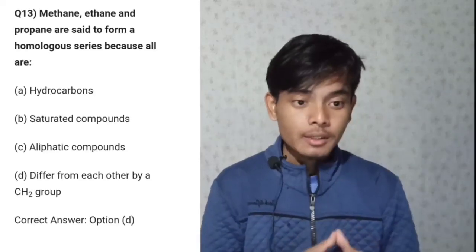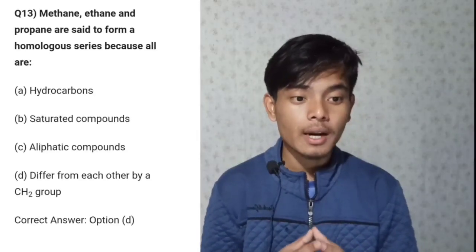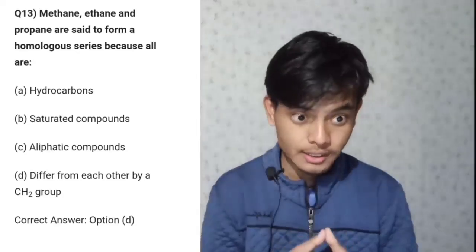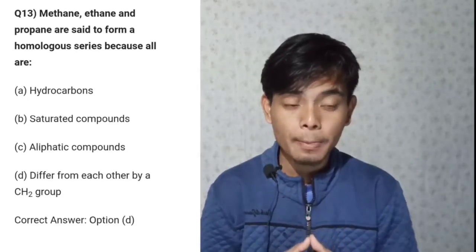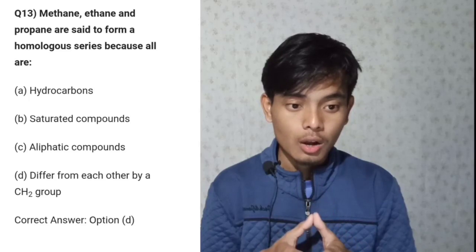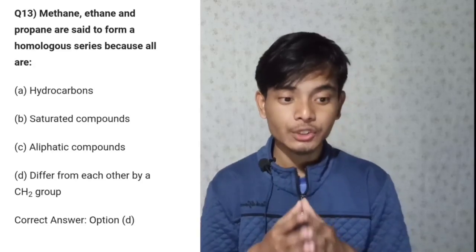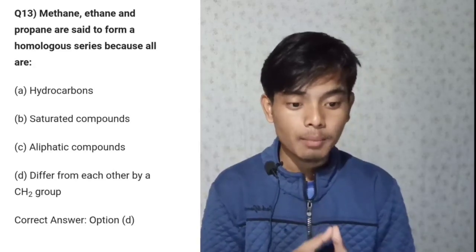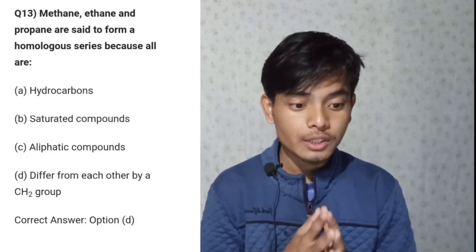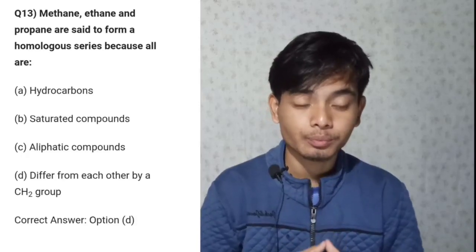Question number 13. Methane, ethane and propane are said to form a homologous series because all are: hydrocarbons, saturated compounds, aliphatic compounds, or differ from each other by a CH2 group.